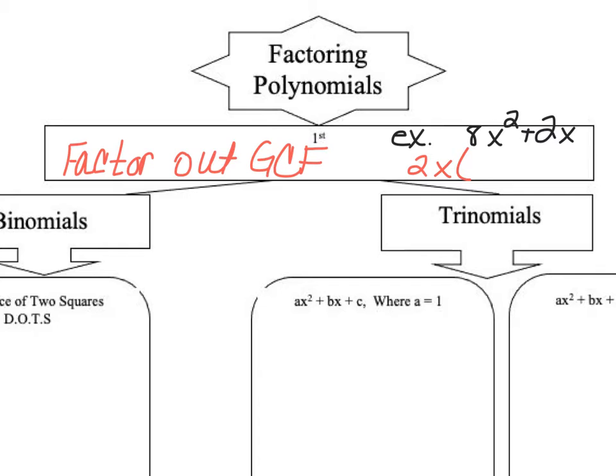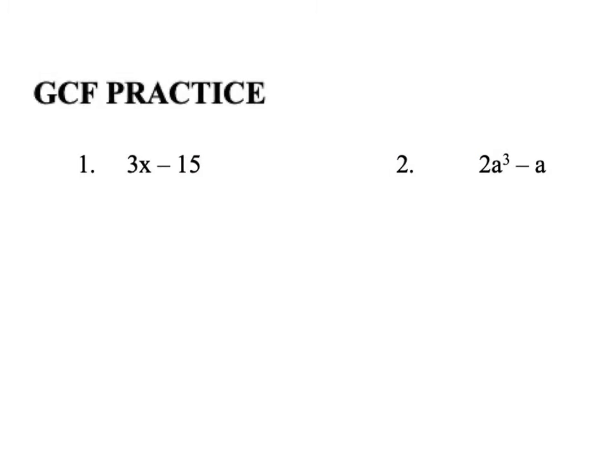So my GCF is 2x, and then I divide each term by 2x. So 8 divided by 2 is 4, and x squared divided by x is x. And then 2x divided by 2x is just 1. We're going to do many more examples to help you understand this. So in the back of your graphic organizer, you have quite a few practice problems.